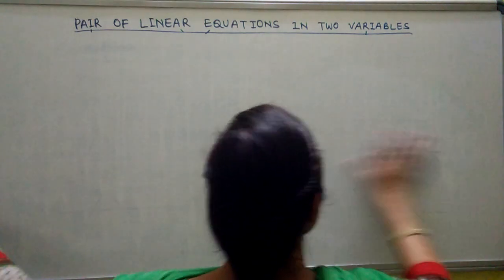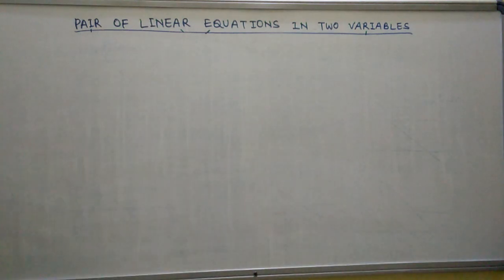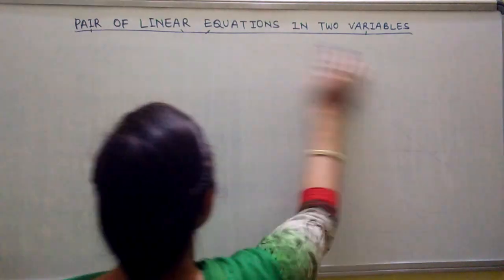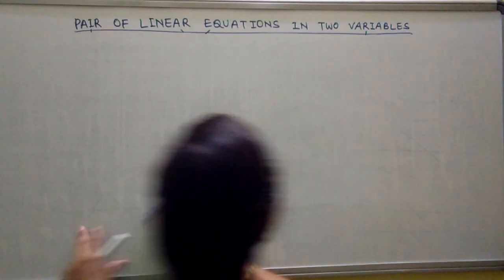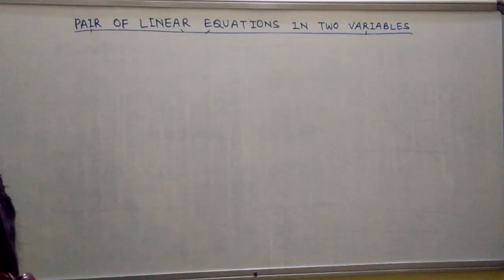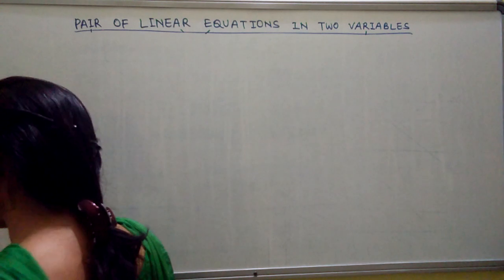The question is very easy. First of all, you have to convert the statements into equations. And after that, by using two equations, we can draw the graph. These graphs you have done in class 9 also.